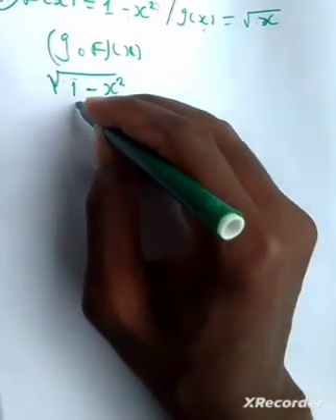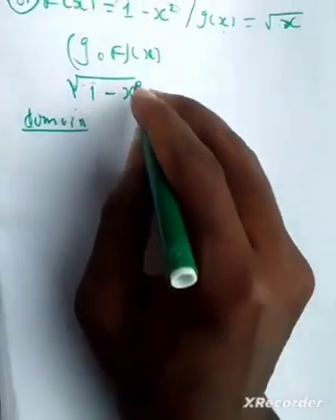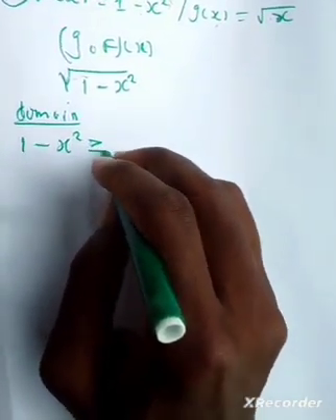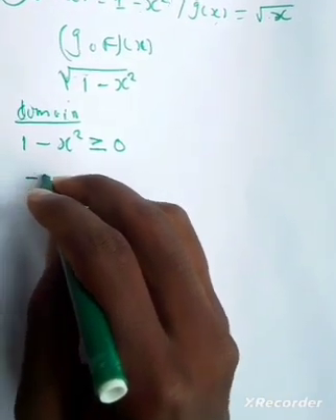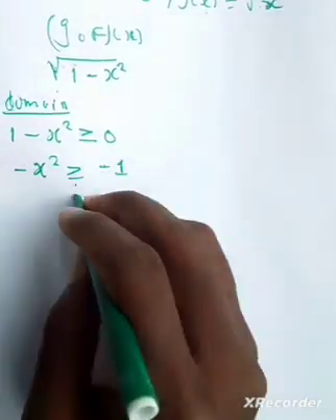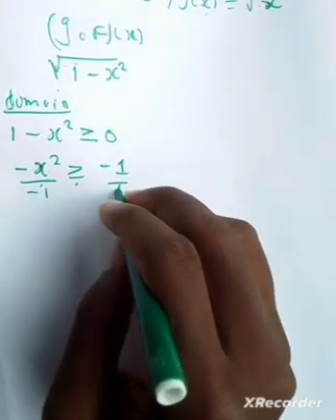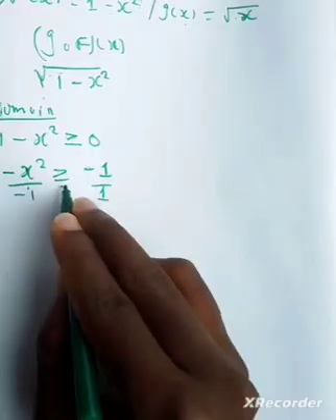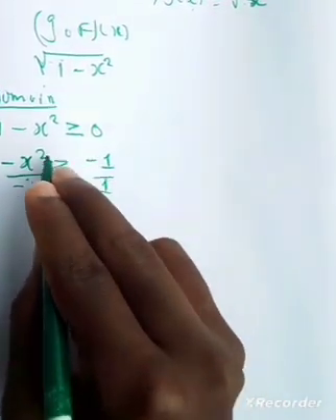Now to find the domain, I'll get what is under the root and say it is greater than or equal to 0. How can I solve this? I can take 1 on the other side, and it's going to become negative 1. I don't need to have a negative here, so let me get rid of the negative over negative. Now remember, if you are dealing with inequalities, whenever you divide by a negative on the right hand side, the sign here will change.